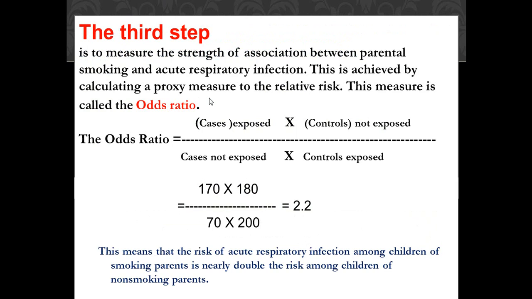Third step here, to measure the strength of association between parental smoking and the acute respiratory infection, which is pneumonia here, and we use the odds ratio. Odds ratio here is the number of cases exposed multiplied by the control not exposed over the cases not exposed multiplied by control exposed, and the result was 2.2, which means the risk of acute pneumonia among children with smoking parents is double or more than double the risk among the non-smoking.